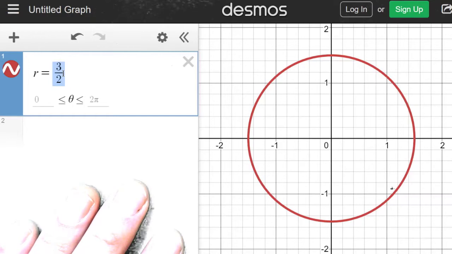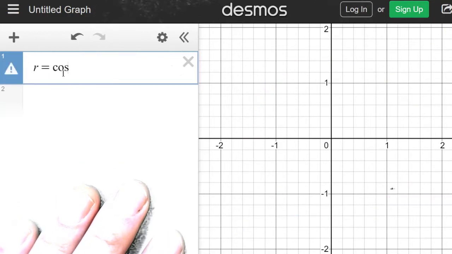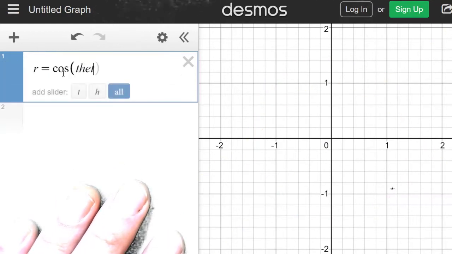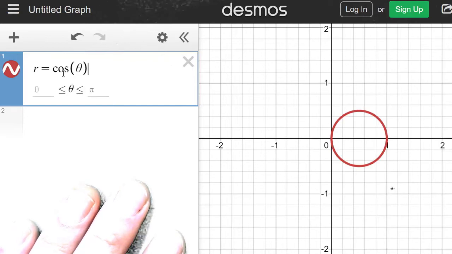So let's try r equals cosine theta. What will this make? Well, look at this. We get a circle. Okay, well, maybe it's a simple shape. What if I put a 2 theta here? What do you think I'm going to get? Let's see. Cosine 2 theta.